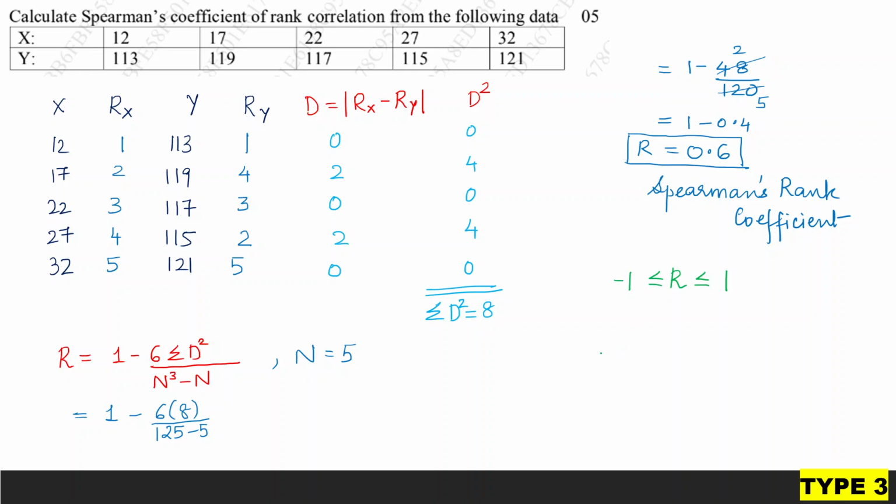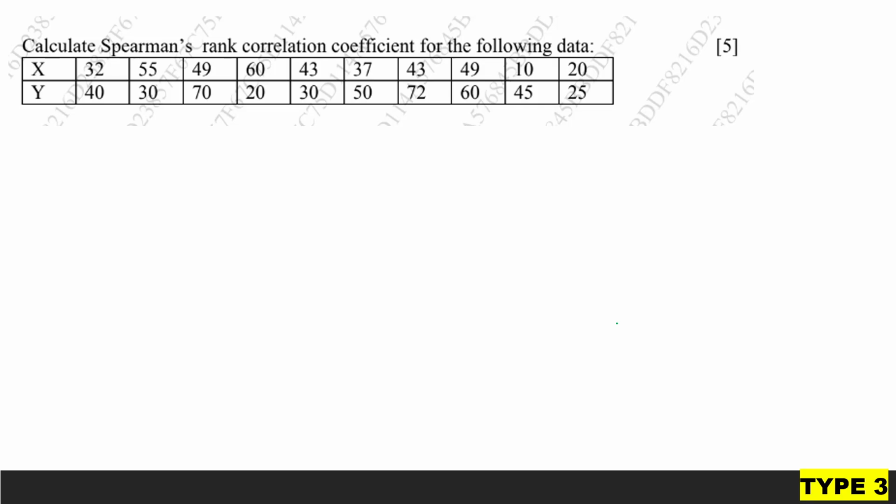So if you're getting any value beyond this, smaller than -1 or greater than +1, then there is some mistake in your calculation. Okay, so that you need to check. Fine. So this was your first question, 5 marks. Let's go to the next question.